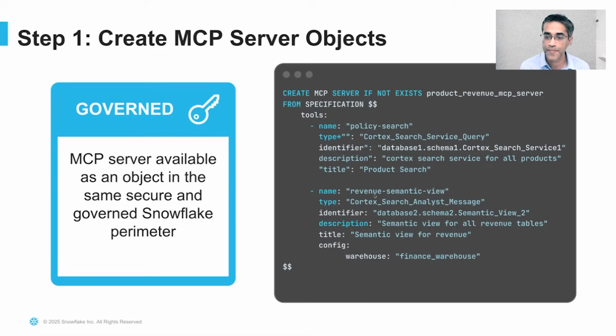And then the second piece I provide is a second tool, which is the Cortex Analyst. And again, in the identifier, you see that it's located in database two, schema two. And there's other metadata like the title and description. These are used by the remote agent. Okay, so you create this MCP server as an object, and that's maybe the first part.